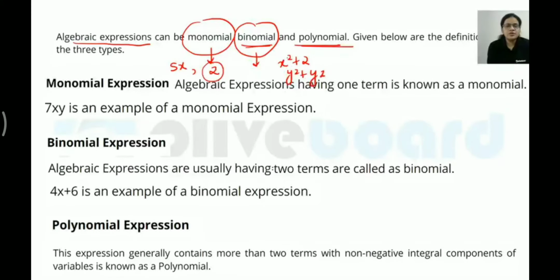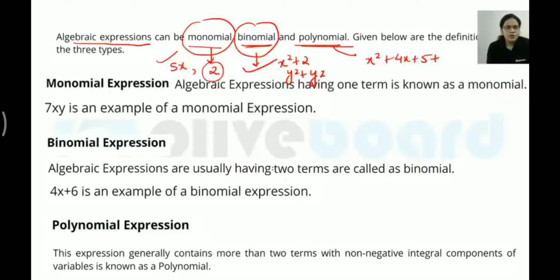Any two terms you write is called a binomial. Polynomial means any number of terms I can have: 4, 5, 6, 7. Even these are polynomial. Polynomial means n terms. If it is 1, I'll call it a monomial; 2, it is a binomial, but all are polynomial only. I think it is clear.